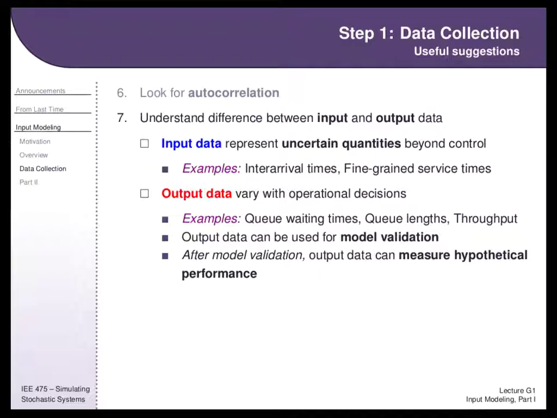You model things like inter-arrival times, fine-grained service times. How long does it take to make a burrito? Maybe how long does it take to do a particular part of making a burrito? You don't model the entire time you're in the restaurant, because that is an output. And those outputs can be used to validate your model, but they don't go into your model, they come out.